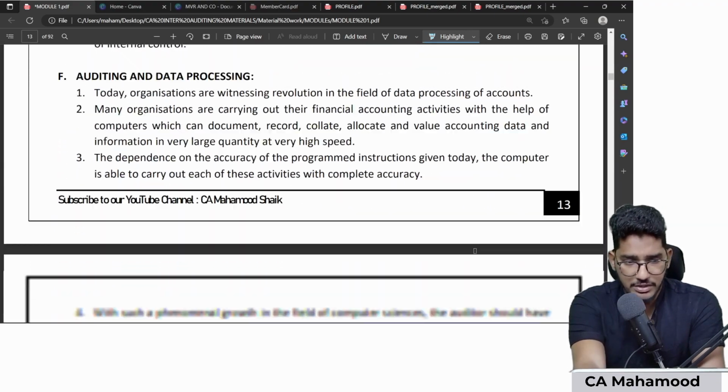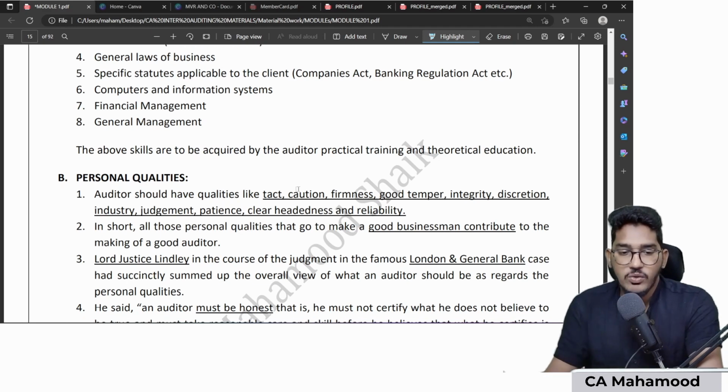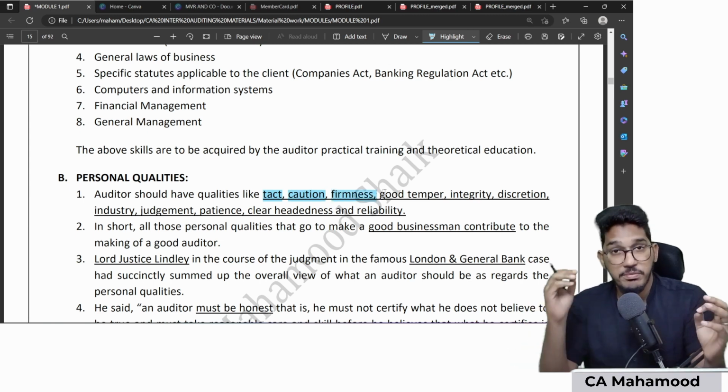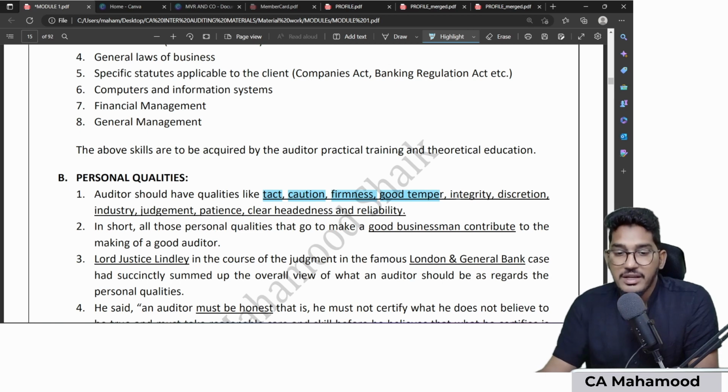So let me show you that particular question, qualities of an auditor. Personal qualities like tact, you should be an intelligent person. Caution, you should be a careful person. You should have firmness, strong enough, not physically strong. You have to be strong professionally, knowledge wise and decision wise. Good temper you should have. You should maintain good temper towards the client. Integrity, you should be an honest person. You should have decision making capability, and even relevant experience of the industry.